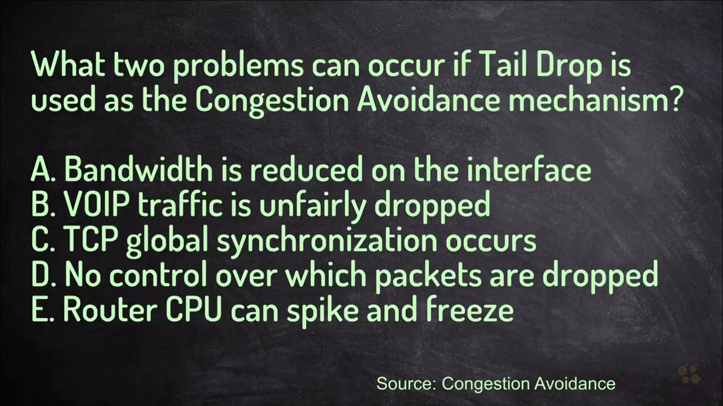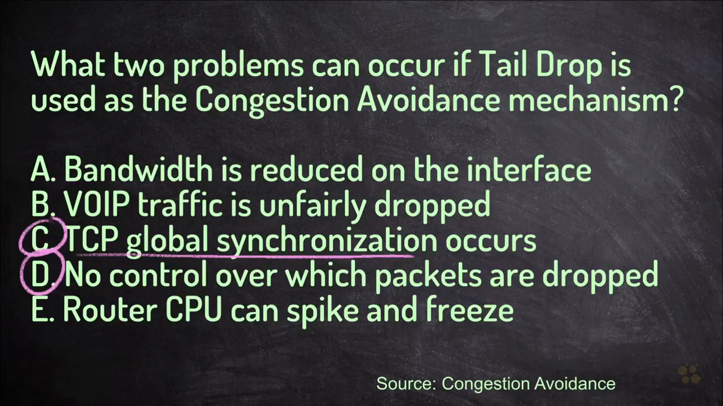Question 2. What 2 problems can occur if tail drop is used as the congestion avoidance mechanism? Well, the answer here is going to be C and D. TCP global synchronization, that's that mouthful of a problem that we have where we're constantly spiking as far as packet loss is concerned. And so our TCP windows grow and then they all shrink together. And this global synchronization problem can cause major networking issues. And so we use congestion avoidance mechanisms in order to get around that.